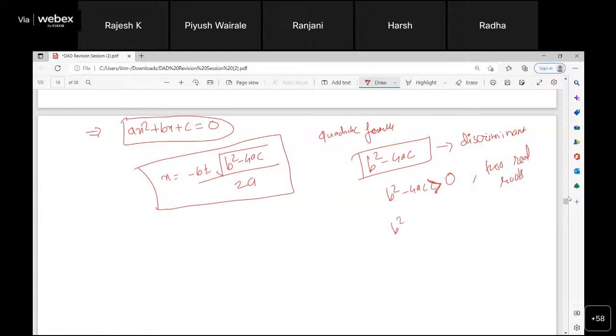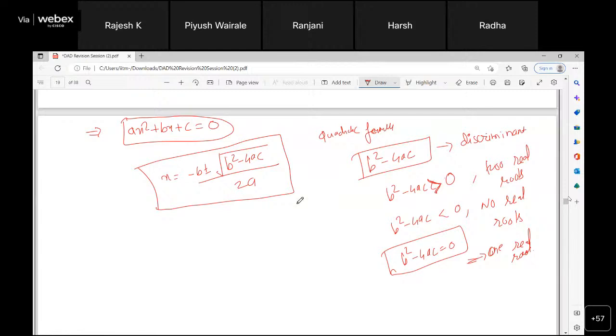If my discriminant is negative, say minus 4, then there will be no real root, or you can say imaginary root, complex number, right? And if b square minus 4ac equals 0, then there will be equal roots, basically one real root. Okay, so that's it for this important week.